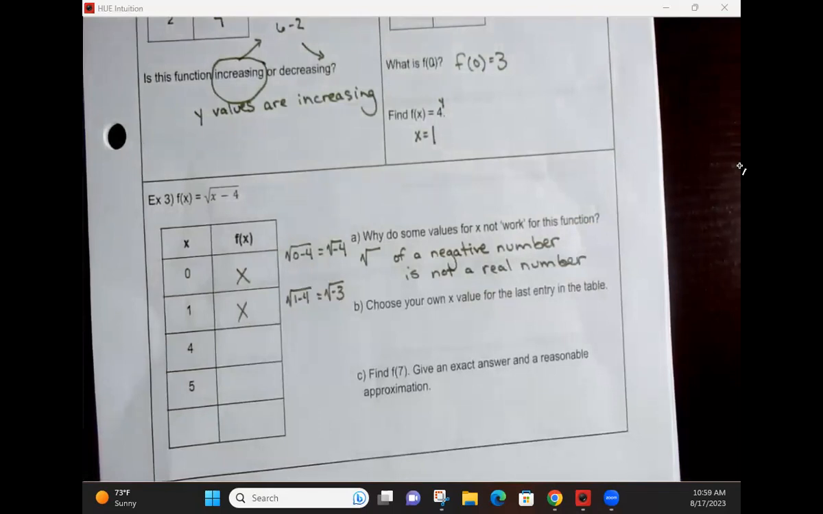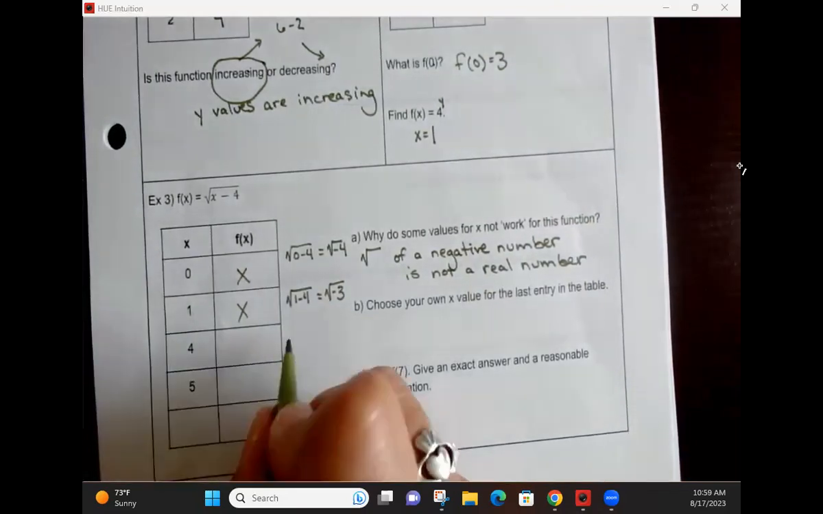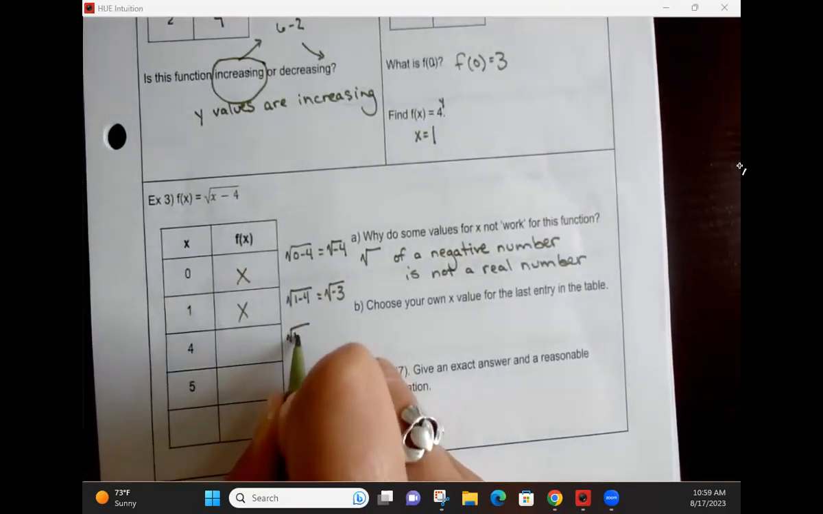Especially if we're using our table to graph, I can't plot numbers that aren't real numbers on a coordinate plane. Let's keep going here with 4 and 5. See if we have the same issue or if we're okay.